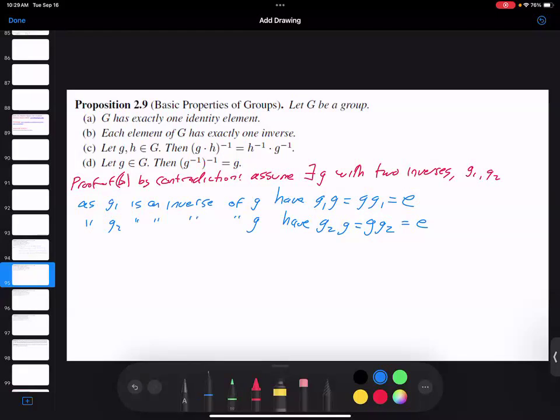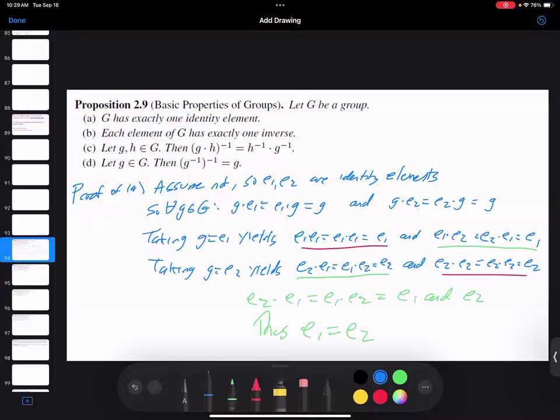Okay. So how do we get a contradiction before? Well, what we did is we said, this has to hold for all G. Let's take G to be E1, let's take G to be E2, and then we got the same expression, E1E2 equaled E2, and E1E2 also equaled E1. So E1 had to be E2, contradiction.